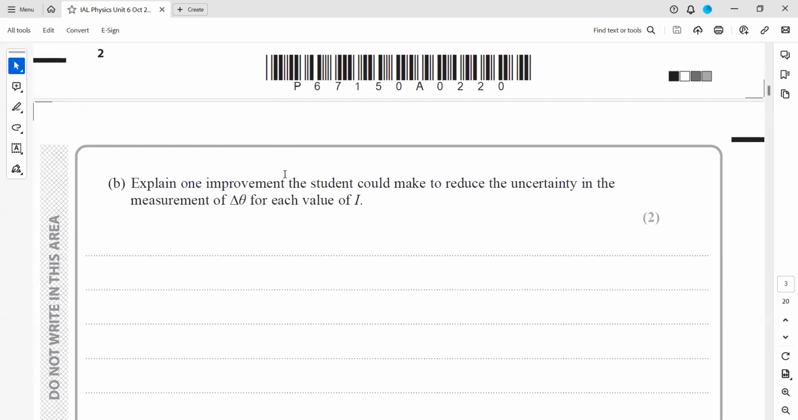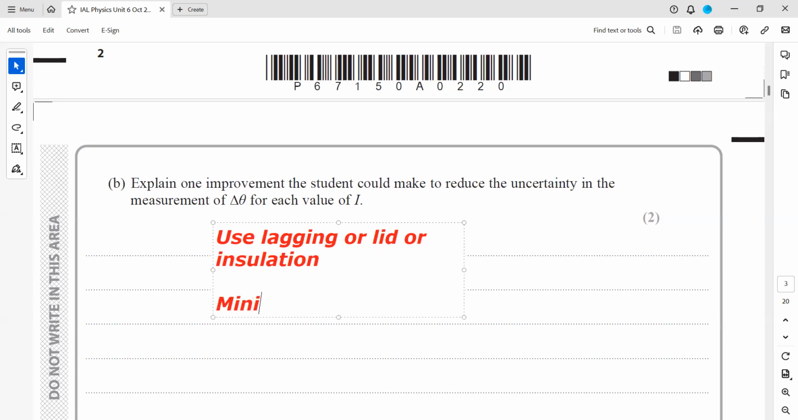So, one improvement the student could make to reduce uncertainty in the temperature change: the student should use lagging or insulation or a lid. And how will it be effective? It will minimize the heat loss to the surroundings.